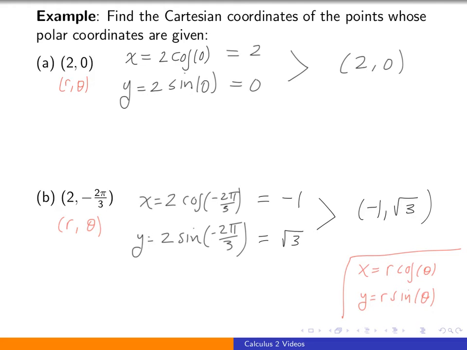And what I recommend to you as an additional exercise to help solidify your understanding is to go through and sketch these points and think about that comparison graphically between polar and Cartesian.